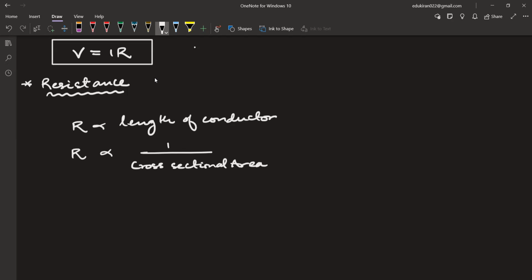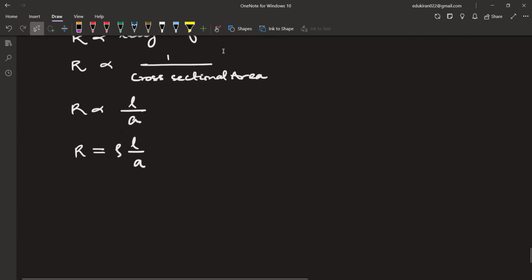And that means R is directly proportional to L upon A. And then for this we write a constant rho, R equals rho L upon A. Got it? Yes or no? Okay. What is this rho? Constant. What constant? What is it called? Resistivity. Very good. Resistivity.